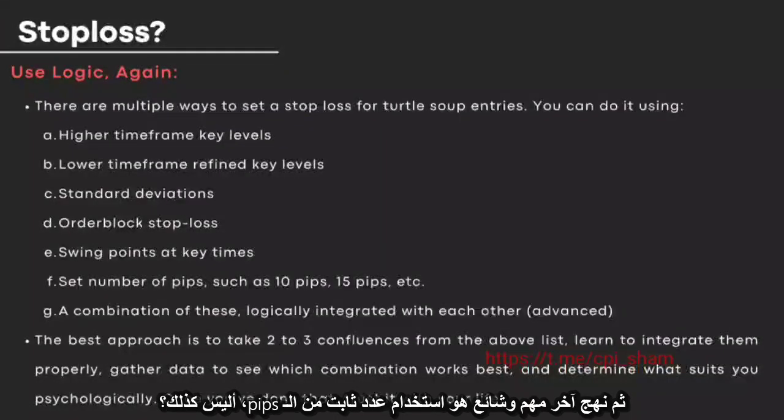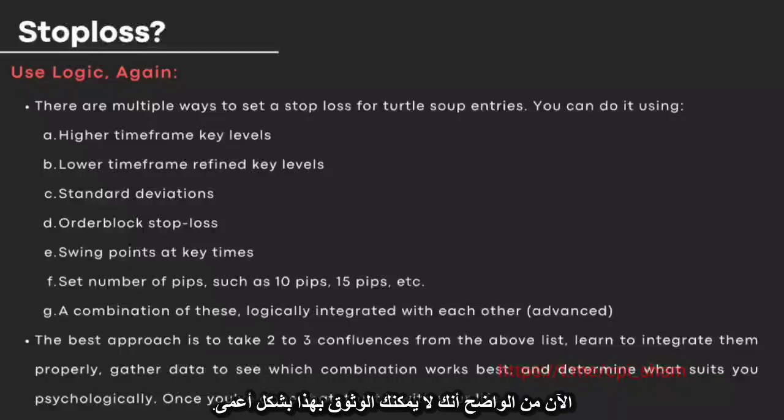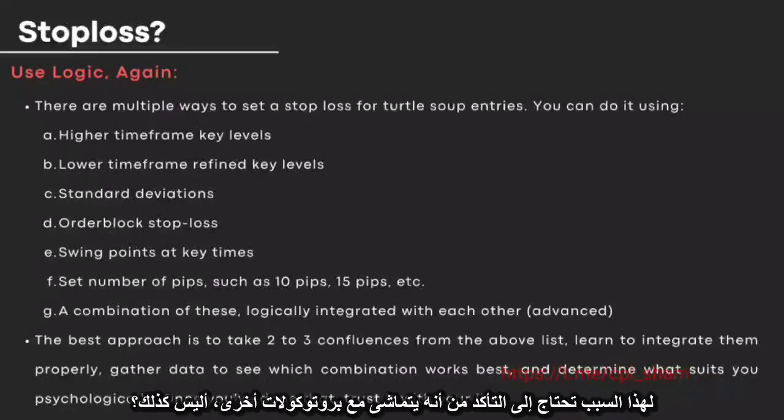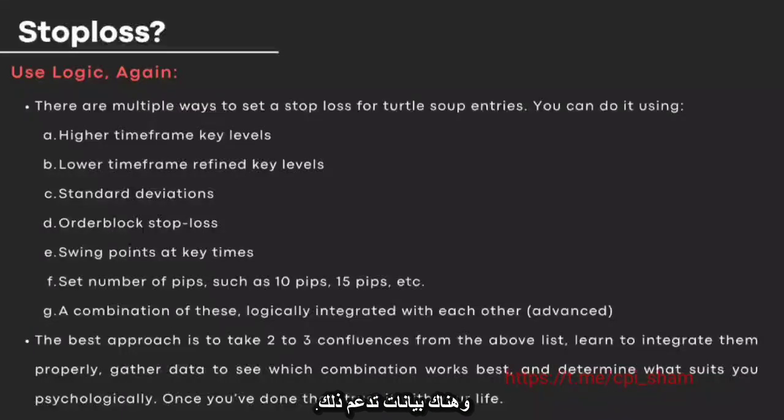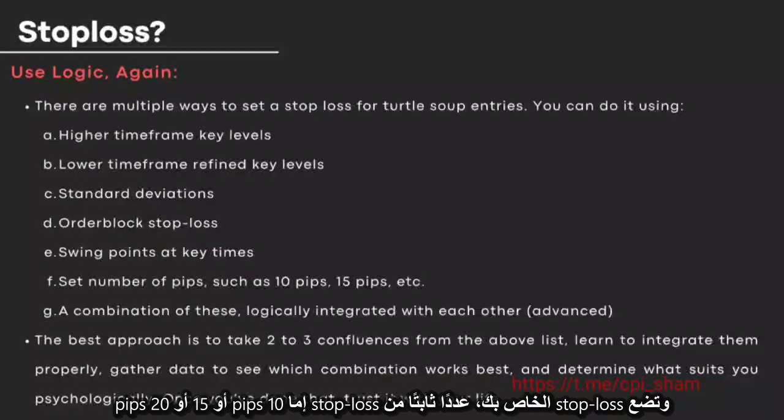And then last but not least, the approach that I use is the combination of these methods, right? The most effective stop loss placement often uses 2 to 3 confluences from the above list, and then we're going to integrate and combine them with each other in a logical manner and then use that as our stop loss, right? For example, let's say we can combine the lower time frame refined key level protocol, the fixed number of pip protocol, and the standard deviation protocol.